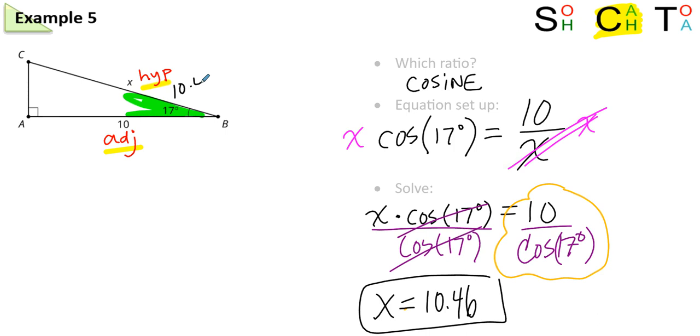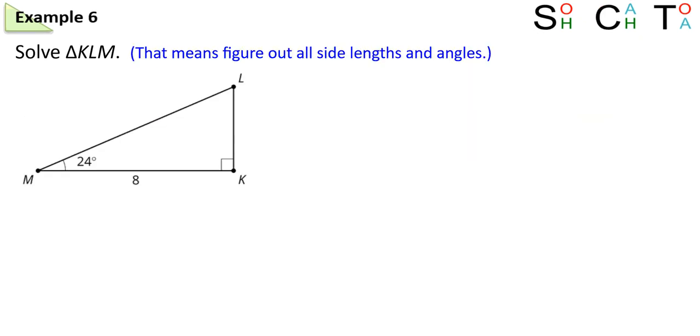All right, last one. This one has instructions that say solve triangle KLM. So when it says to solve a triangle, it's telling you to calculate all of the unknown side lengths and all of the unknown angles. So we really have one angle that we need to figure out, and we have two side lengths that we need to figure out.